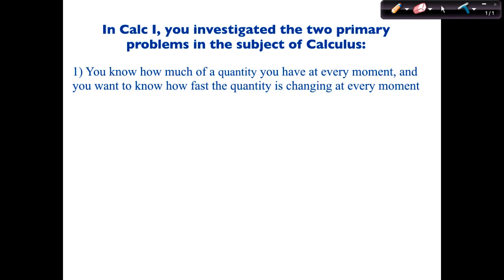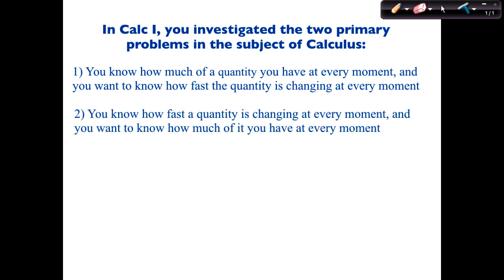So in Calc 1, whether you knew it or not, you investigated two primary problems in the subject of calculus. The first was, you know how much of a quantity you have at every moment, and you want to know how fast the quantity is changing at every moment. That was one problem that calculus addresses. And the second problem is kind of the reverse. You know how fast a quantity is changing at every moment, and you want to know how much of it you have at every moment.